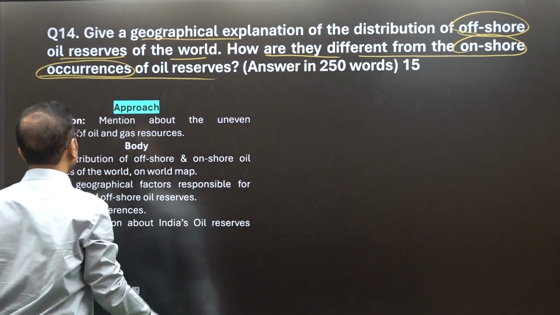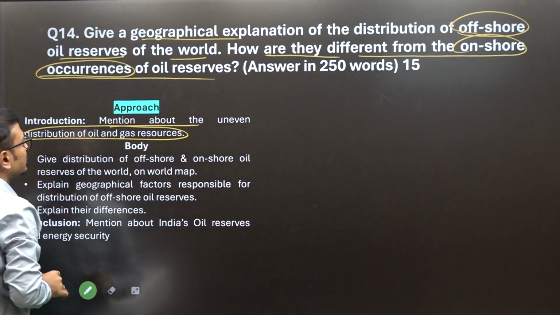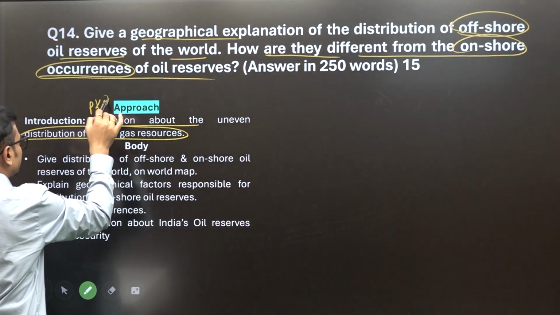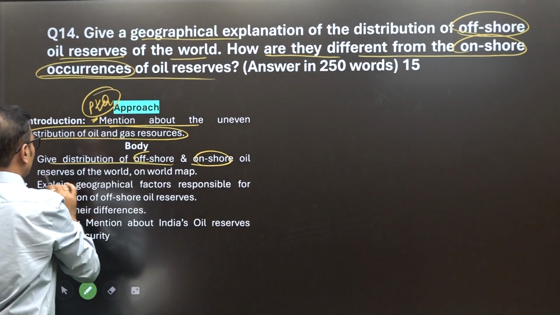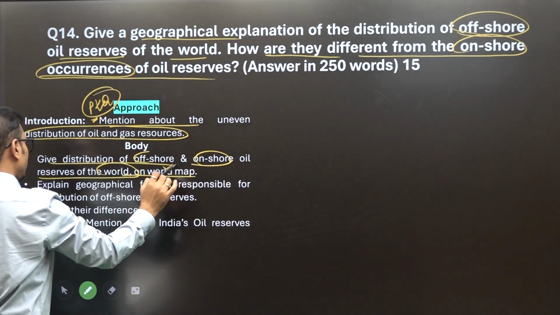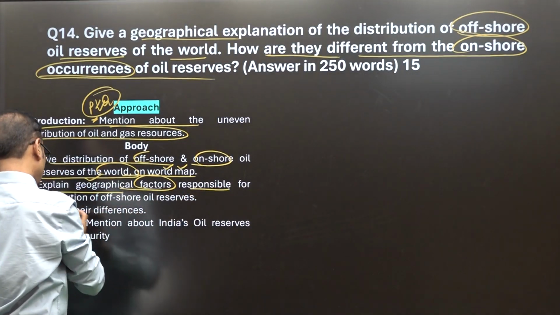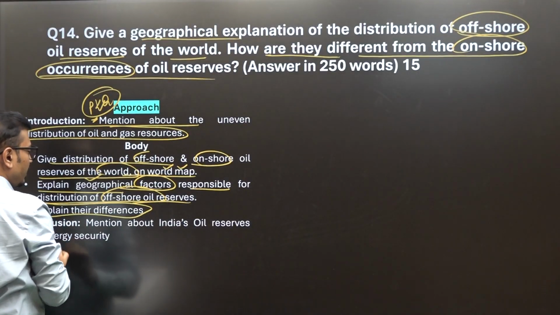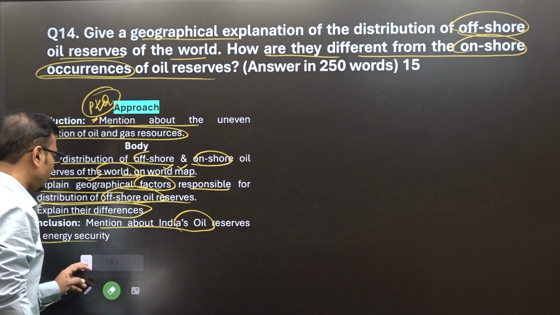So what we can do is, first of all, mention the uneven distribution of oil and gas resources in the world, because in the past there was one PYQ on this. Give the distribution of offshore as well as onshore oil reserves on the world map. If possible, draw the world map. Explain the geographical factors responsible for the distribution of oil reserves and explain their differences. Mention India's oil reserves and energy security in the end as a part of the conclusion.